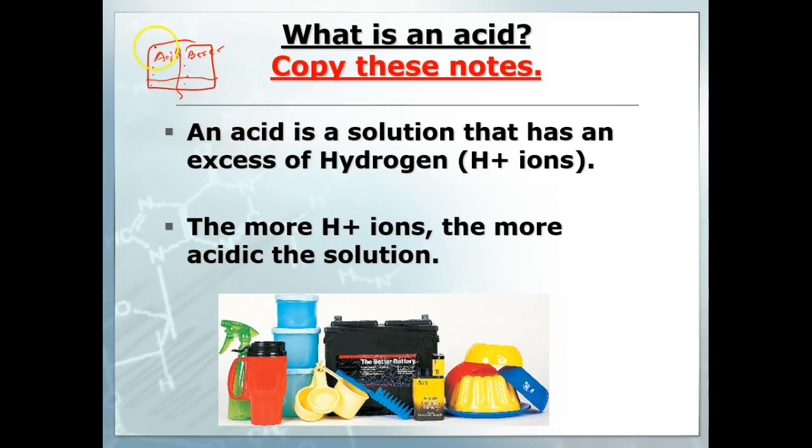Acids. We'll start with this side over here, acids. An acid is a solution that has an excess of hydrogen ions. I want you to make sure you put this down. We also have hydronium ions. Okay, hydronium ions are H3O plus ions. And that's what really kind of sets apart an acid from a base, and we'll talk more about that in a little bit. The more hydrogen ions you have, the more acidic the solution.